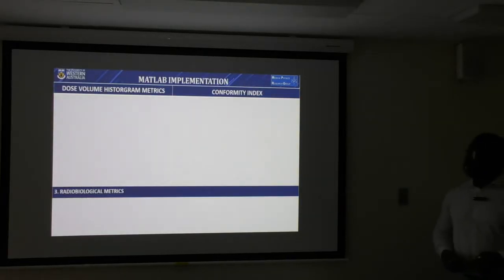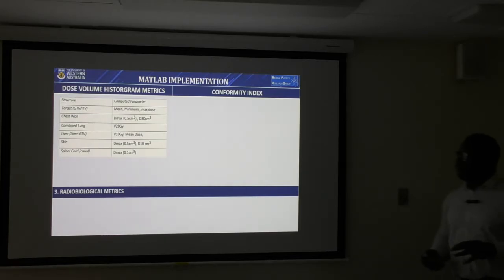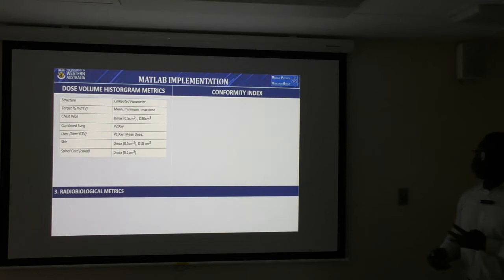The metrics computed are, for the target, the mean, minimum, and maximum dose. For the chest wall, the maximum dose, and the minimum dose received by 30 cubic centimeter of the chest wall receiving the highest dose. For the lung, the volume receiving 20 gray or more. For the liver, the volume receiving 10 gray or more and the mean dose. For the skin, the maximum dose and the minimum dose received by 10 cubic centimeter of the skin receiving the highest doses. And for the spinal cord, the maximum dose.